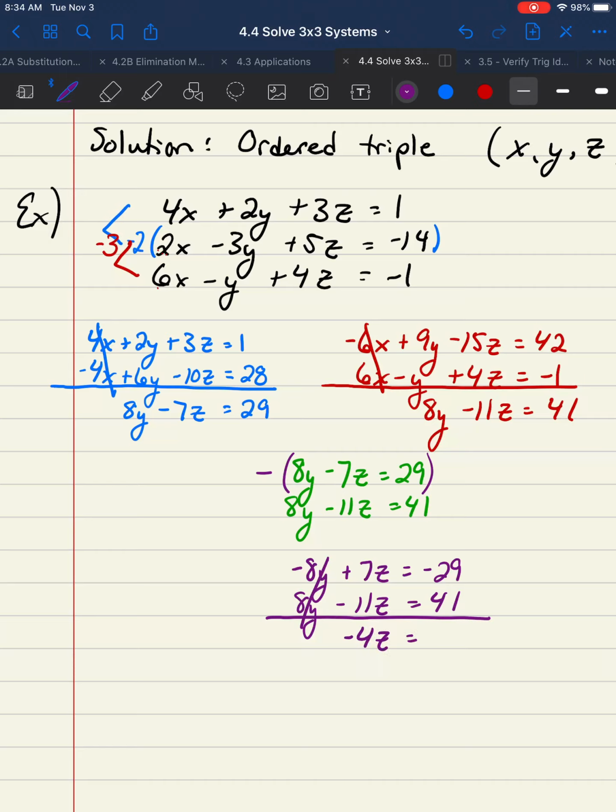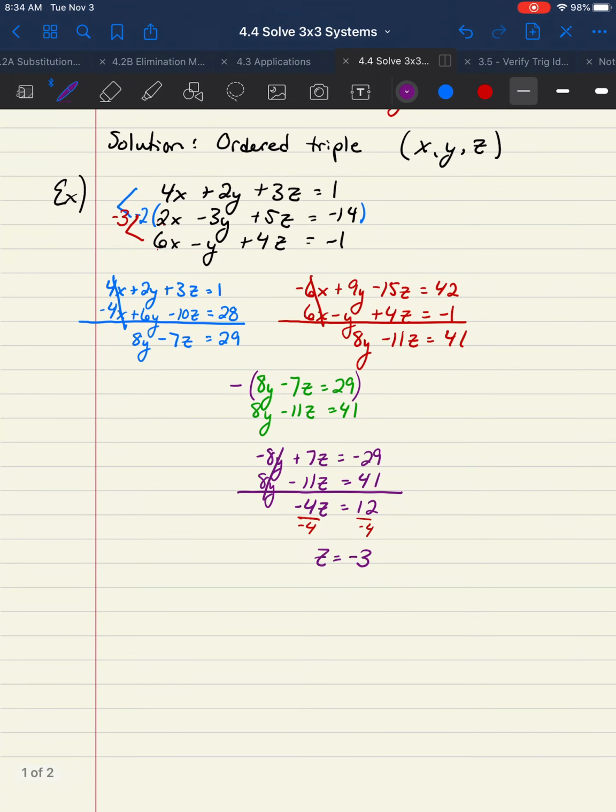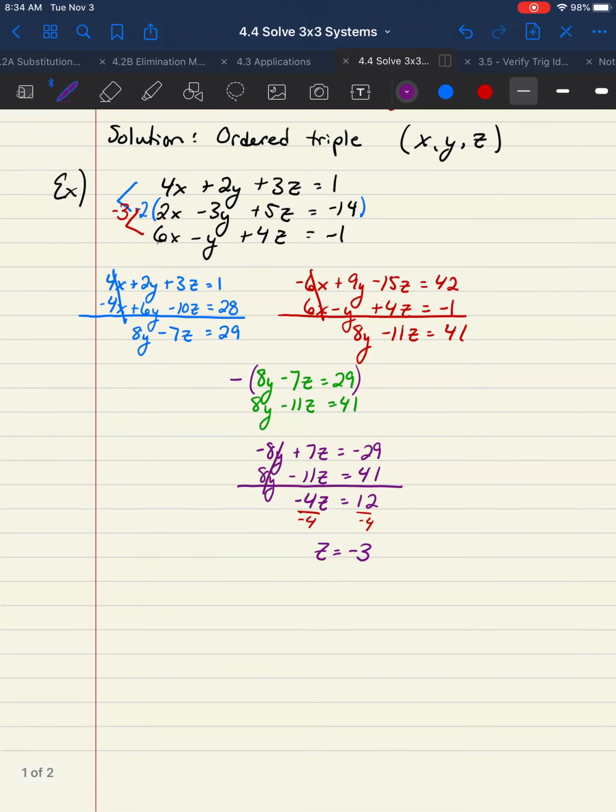I get -4z equals 12. If I divide both sides by -4, I end up with z equals -3. Now, where this gets a little daunting is that I'm not done. That's only one answer. I've got my one answer.